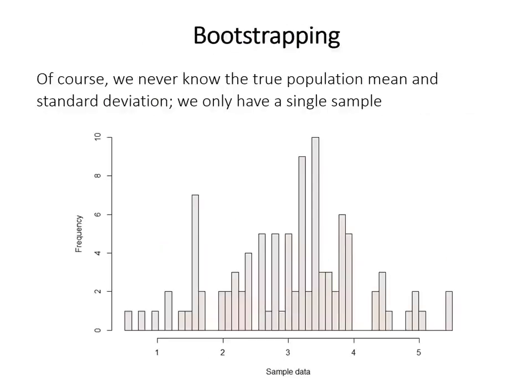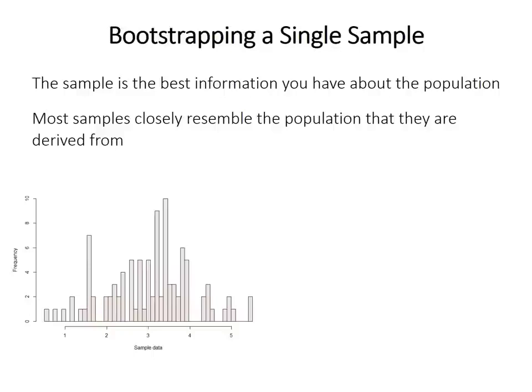So that's fine. Okay, if we actually know the population parameters, but we never know them, right? We never know the population. We just have a sample. We have a single sample, something like this. So what can we do in this case? Well, it turns out that the sample is still the best information we have about the population. I mean, it happens to be the only information as well. And most samples, especially if they're big enough, do indeed closely resemble the population that they come from. So we can make some inference about the true population from this sample here.